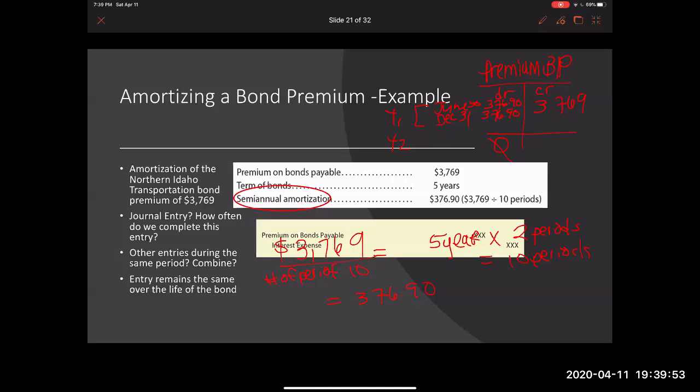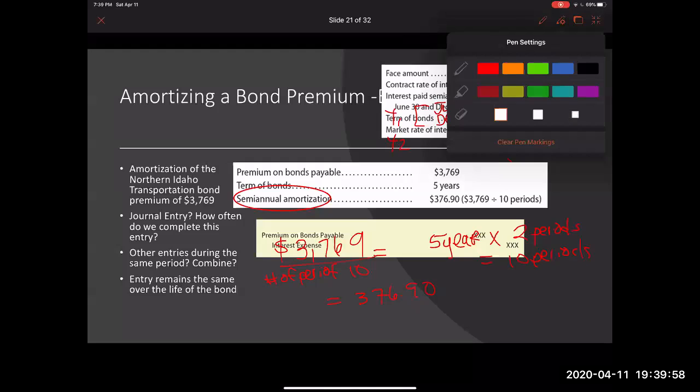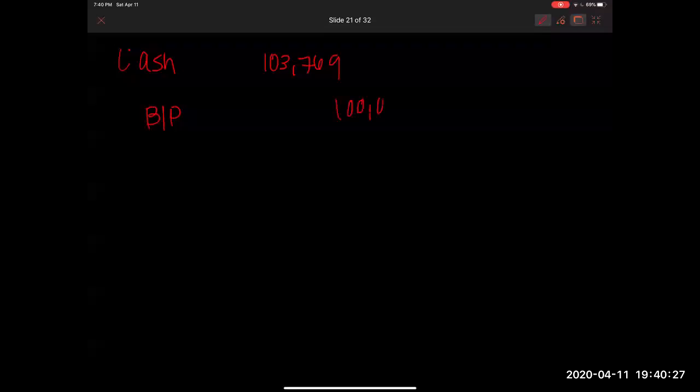All right, so I copied over a lot of this, but what I want to do now is show you how to combine this journal entry. So I'm going to flip over to a blank screen, and we're going to capture this journal entry. First off, as we mentioned before, we need to capture the issuance. So we're going to do a debit of cash of $103,769. That's how much we received. And then we are going to do a credit of bonds payable in the amount of $100,000.